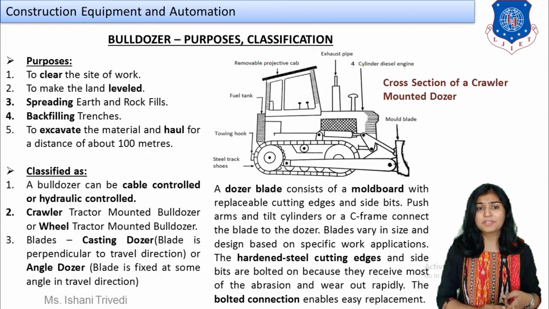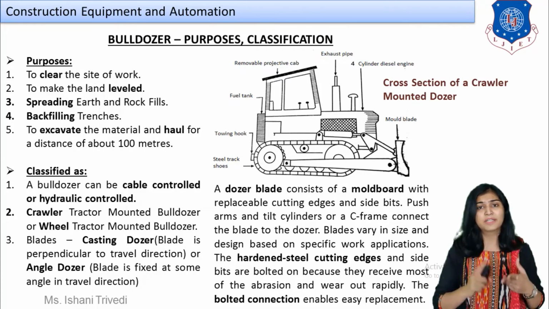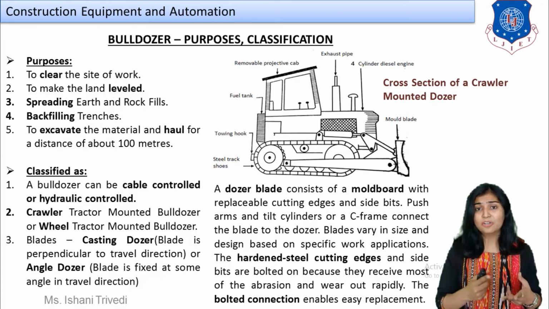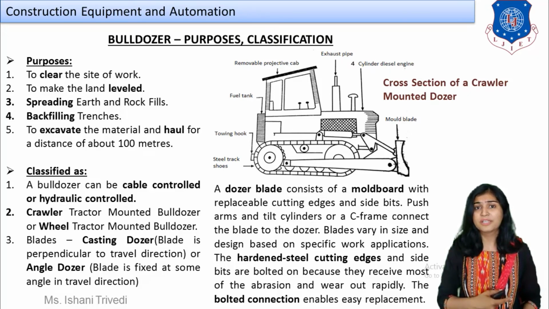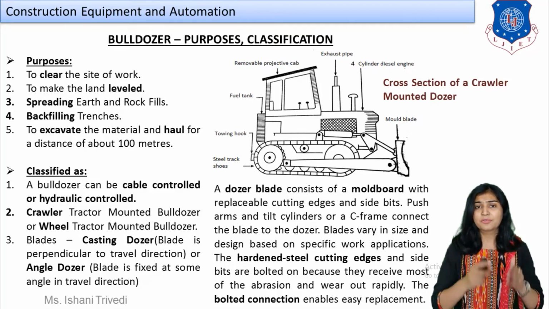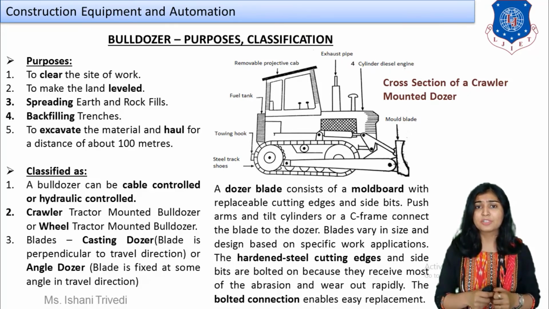So let us start with the top one. It says removable protective cab, meaning it is the cabin where the skilled operator is going to operate the steering and the gear. Next, going to the right, we have the exhaust pipe.